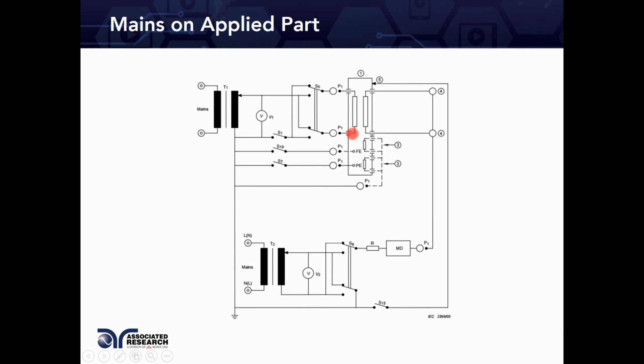You want to isolate your outputs from your inputs, and you want to keep it as floating or as isolated as possible. And the different types of requirements are based on the applied part you have. If you have a B-type applied part, your requirements are not too much.